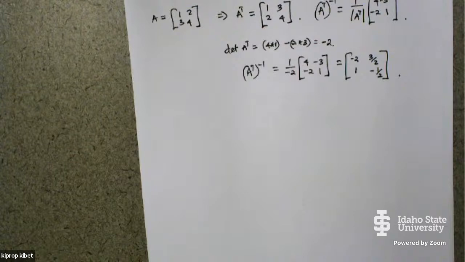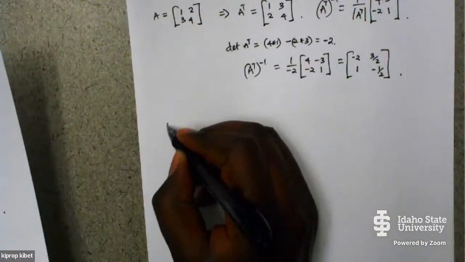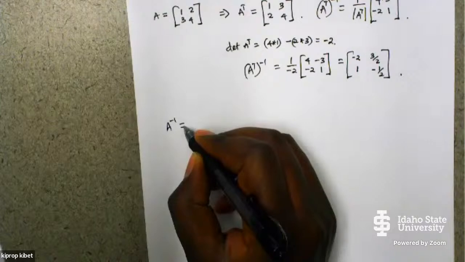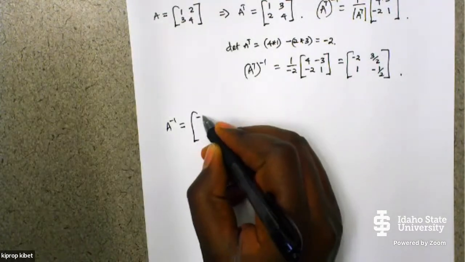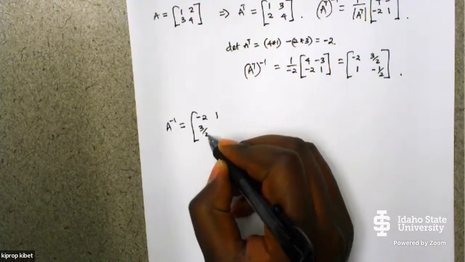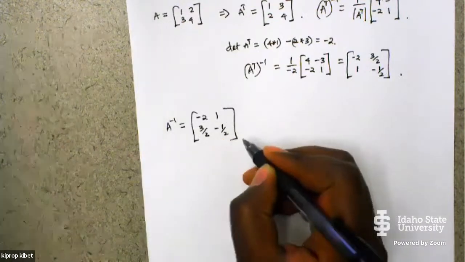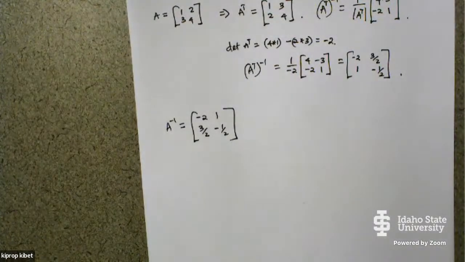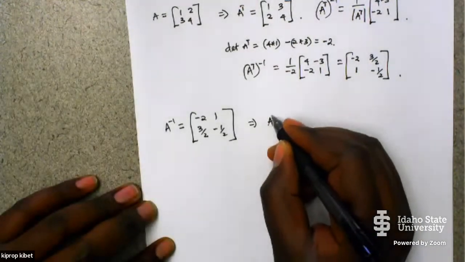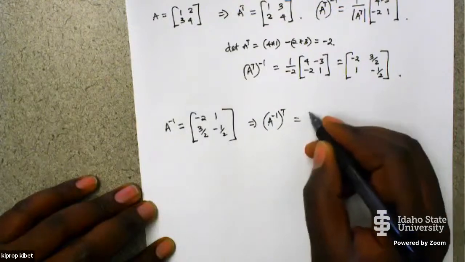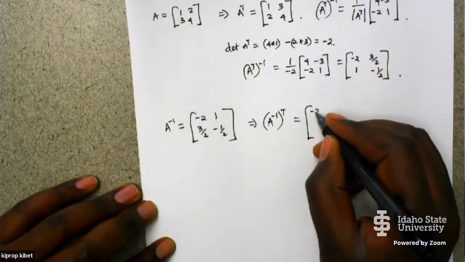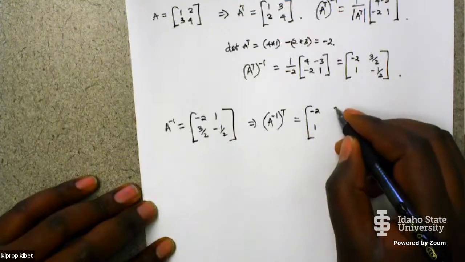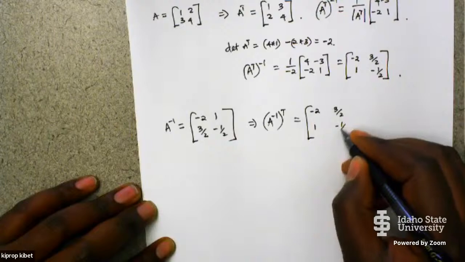Okay. Now, what is A inverse transpose? We already got the A inverse here. We already have the A inverse to be equal to [-2, 1, 3/2, -1 over 2]. That is our A inverse. Now, what is the A inverse transpose? Then A inverse transpose is just interchanging the rows and the columns. So [-2, 3/2, 1, -1/2].